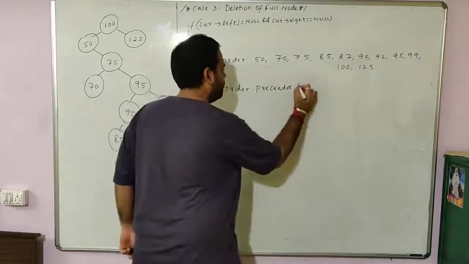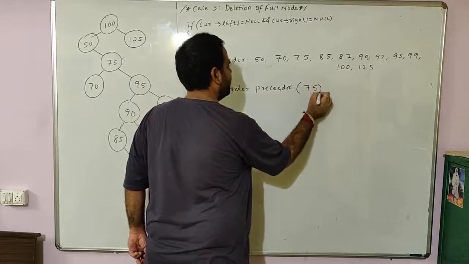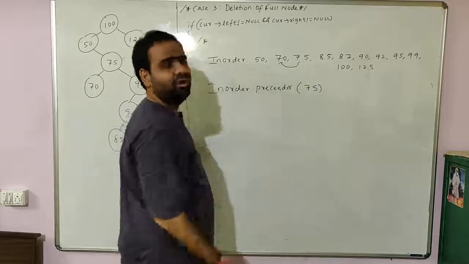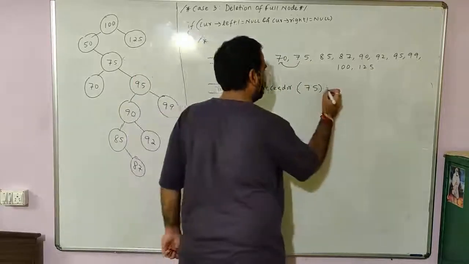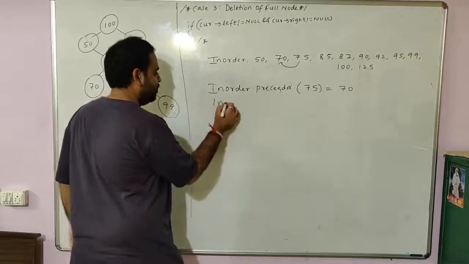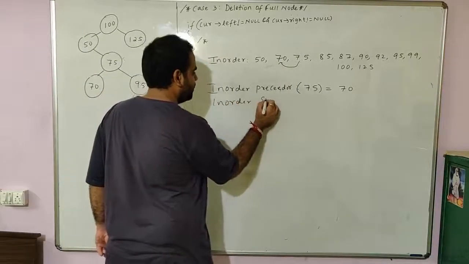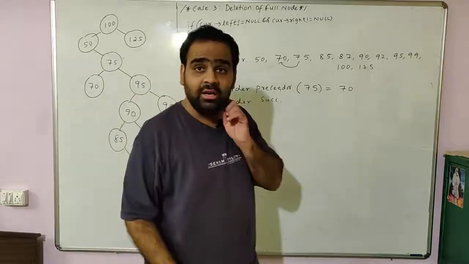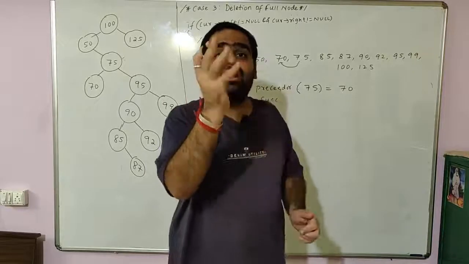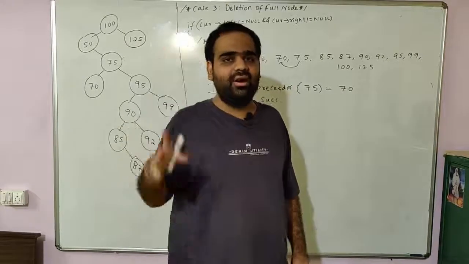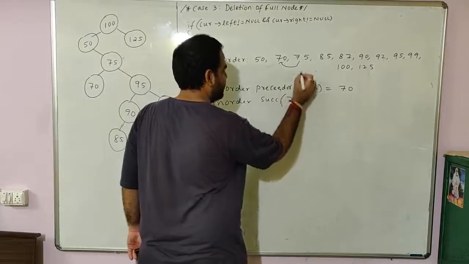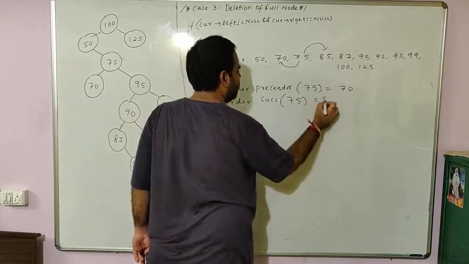Say, for example, if I ask for the in-order preceder of 75, this is the in-order traversal. What is occurring just before 75? It is 70. Therefore, the in-order preceder of 75 is 70. Now there is one more definition called in-order successor. What is the in-order successor? Successor means later. The node which occurs just after the given node in the in-order traversal is called an in-order successor. What is the in-order successor of 75?